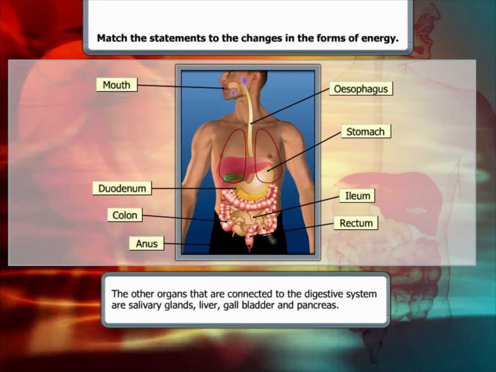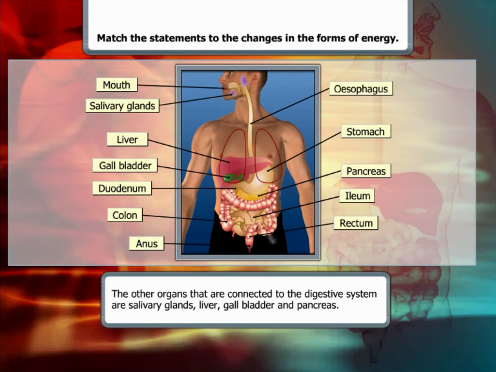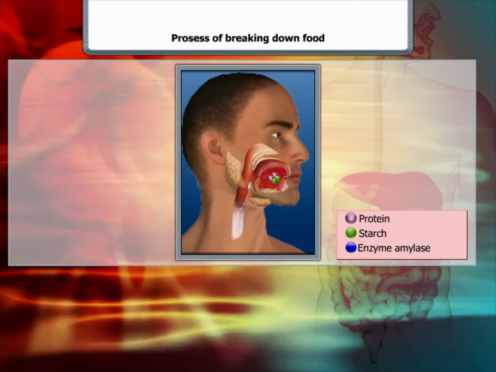The other organs that are connected to the digestive system are salivary glands, liver, gallbladder, and pancreas. Click on the labels of the diagram to see the structure of each organ. Observe the animation.